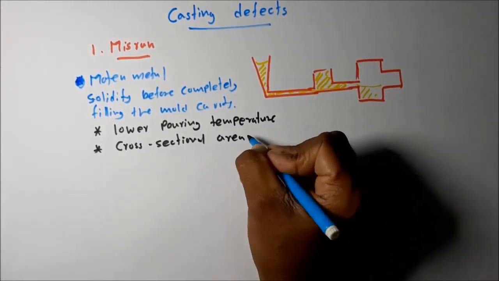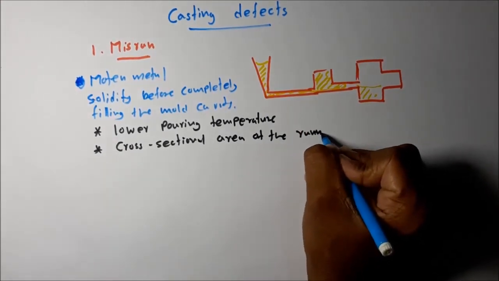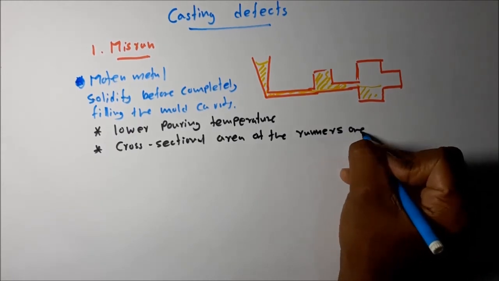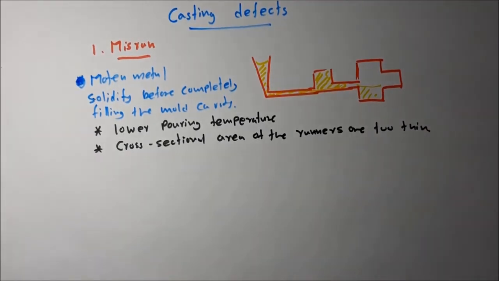Cross-sectional area of the runner is too small, or the runners are too thin. These are the reasons for the misrun.